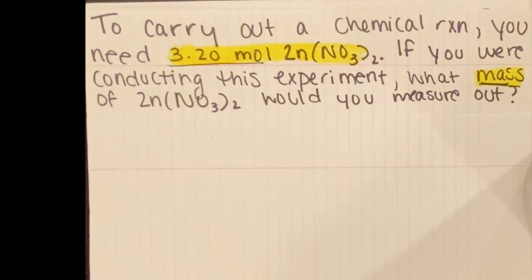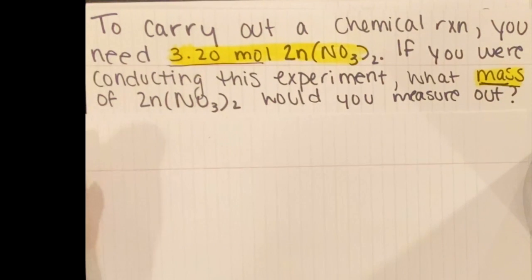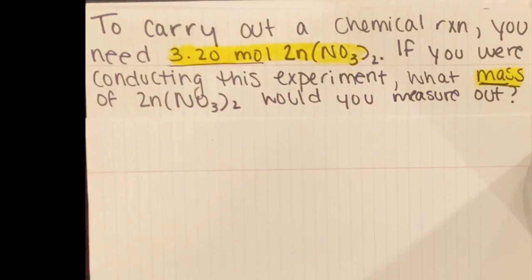This problem states, to carry out a chemical reaction, you need 3.2 moles of zinc nitrate. If you were conducting this experiment, what mass of zinc nitrate would you measure out? Basically, the problem is giving us moles and it wants us to convert it to mass. And we know the unit for mass is grams. This is important because if you were conducting an experiment, we can't measure out 3.2 moles on a scale. We measure out grams on a scale. That's why we need to convert it.